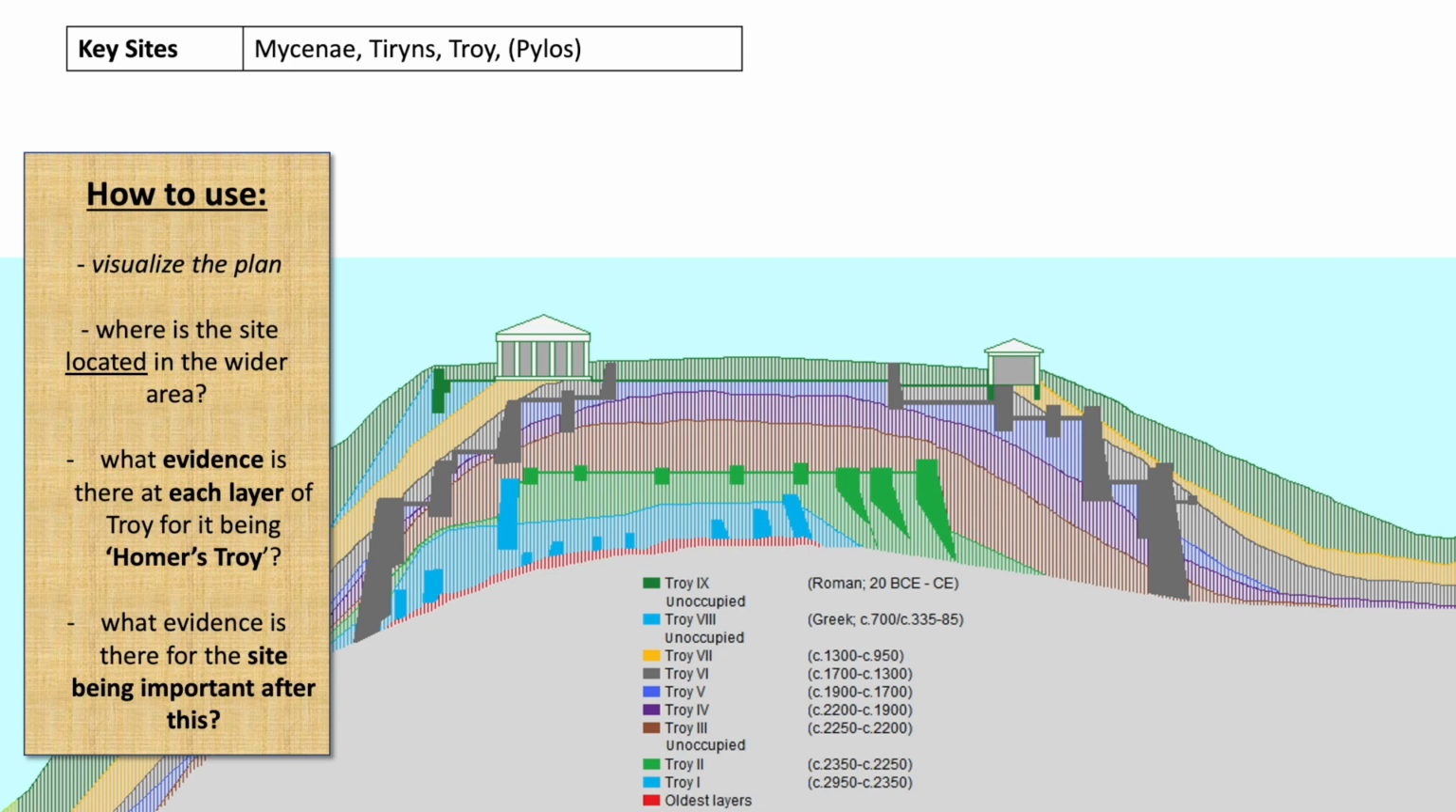Here in this diagram, you can see a cutaway of each level of Troy right up to a Roman Troy. You can see there a temple on the site. It's clearly still really, really important. You might also know that the Emperor Claudius stopped Troy from having to pay any taxes because it was for the motherland, as it were. So things like that will really get you thinking about what evidence there is of Mycenaean Troy, and perhaps even linking that to the Iliad, the Homeric tale.